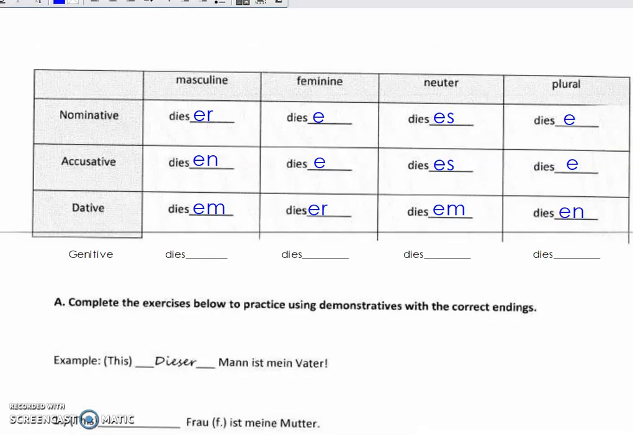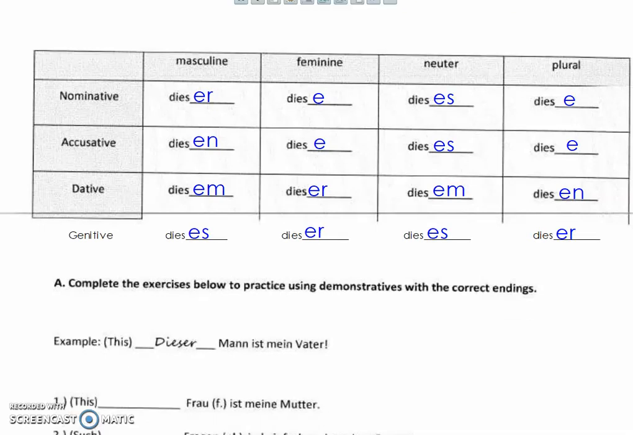How about dative plural? Diesen. How about genitive masculine? Dieses. How about genitive feminine? Dieser. How about genitive neuter? Dieses. How about genitive plural? Dieser. All right, now let's use this to complete the first example that's down below there.